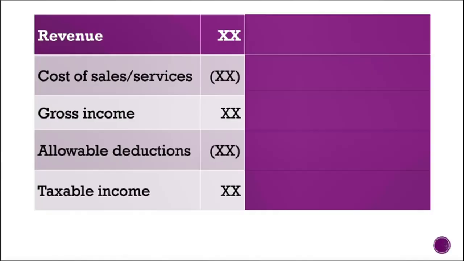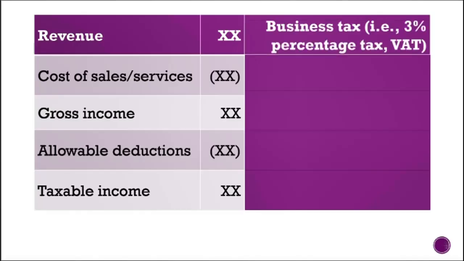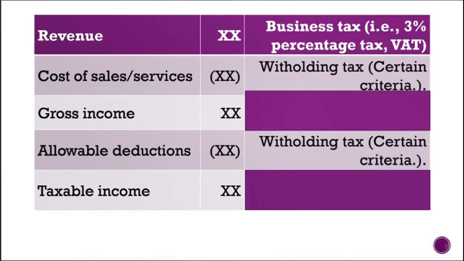The next question now is what usually the tax obligations in each of the elements of our income tax returns. So, pagdating sa ating revenue, pinapatawan to usually ng mga business taxes. For example, yung mga 3% percentage tax or value-added tax. And as we have discussed just a while ago, pagdating sa cost of sales or services as well as allowable deductions, there might be a chance that you might be required by our revenue regulation to withhold taxes based on certain criteria.